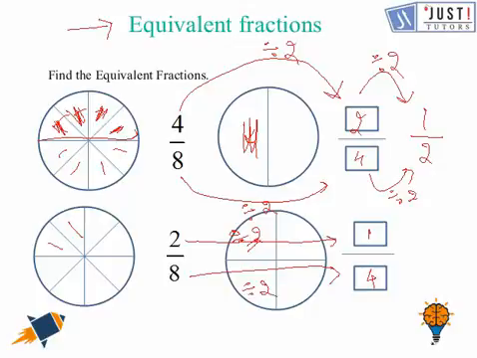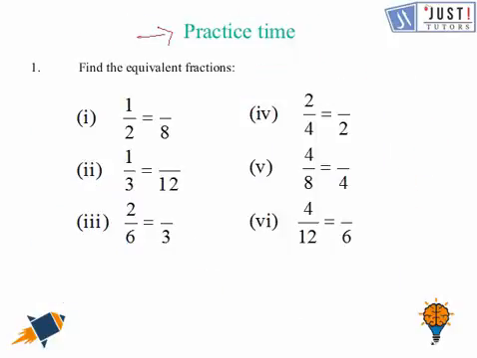Now we move ahead. Here are some practice questions for you. To try these practice questions, you can pause the video. As you can see, in the first fraction we are moving from a smaller number to a bigger number. That means we need to times it. Now we need to think, by which number do we times 2 to get 8? That would be 4. So by the same number we do it in the numerator as well. So that would be 4 over 8.